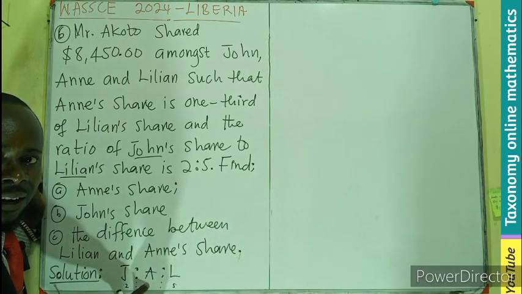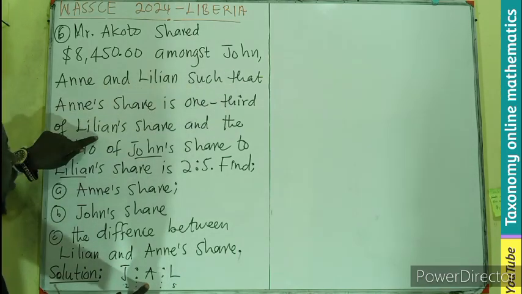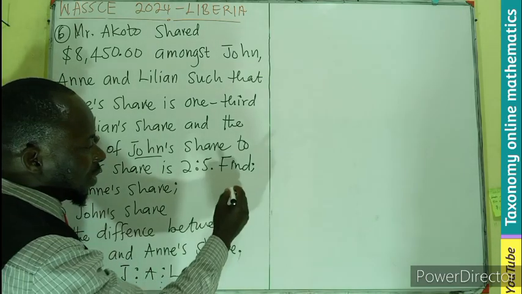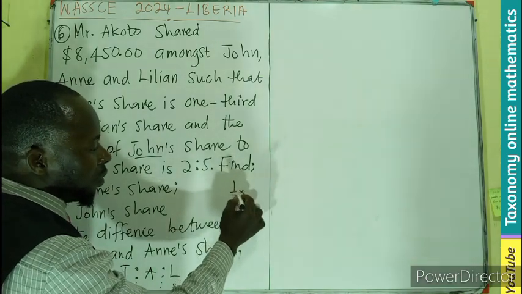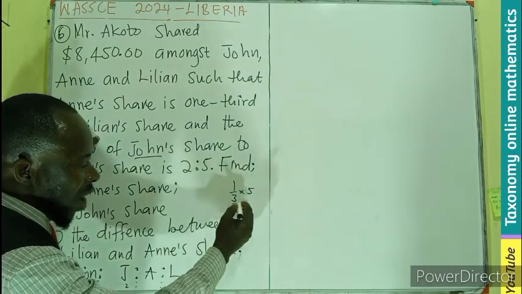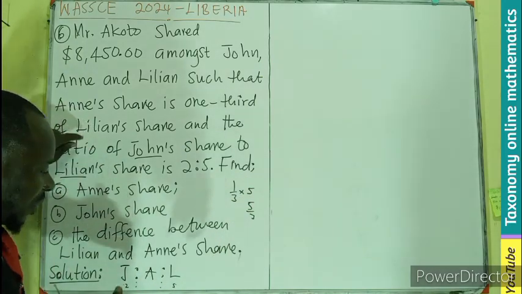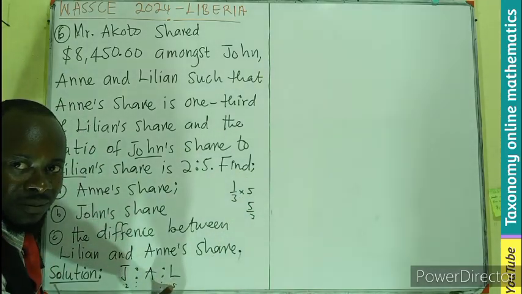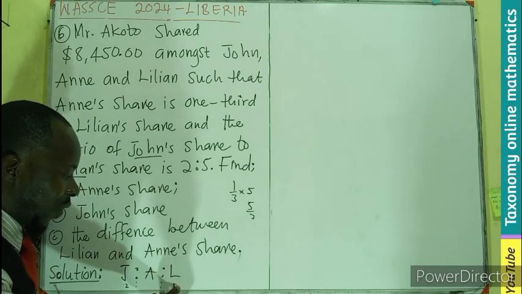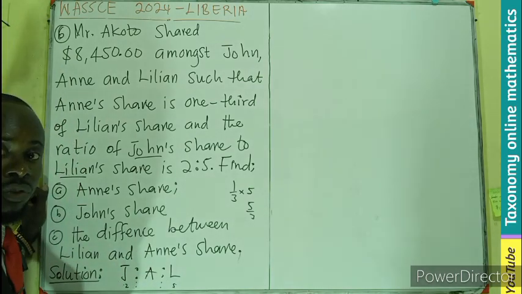Then what will be that of Anne? We have been told that Anne's share is 1/3 that of Lillian. And how do you find 1/3 of this? 1 out of 3 of, meaning multiplication. Do you get that? So it means I'll be having 5 on 3, representing that of Anne. So Lillian will be 5, Anne will be 5 on 3, then John is going to be 2.